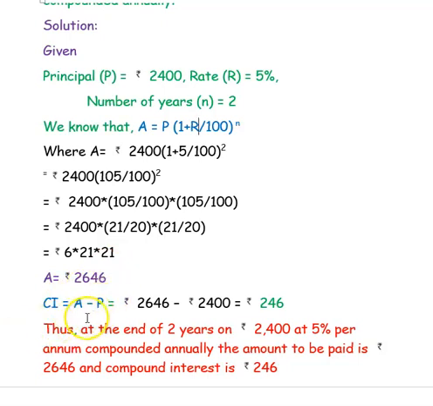So now we want to find the compound interest. We know that the formula is amount minus principal. So the amount is rupees 2646 minus the principal, which is given as rupees 2400. So you will get rupees 246. Thus, at the end of 2 years on rupees 2400 at 5% per annum compounded annually, the amount to be paid is rupees 2646 and the compound interest is rupees 246.